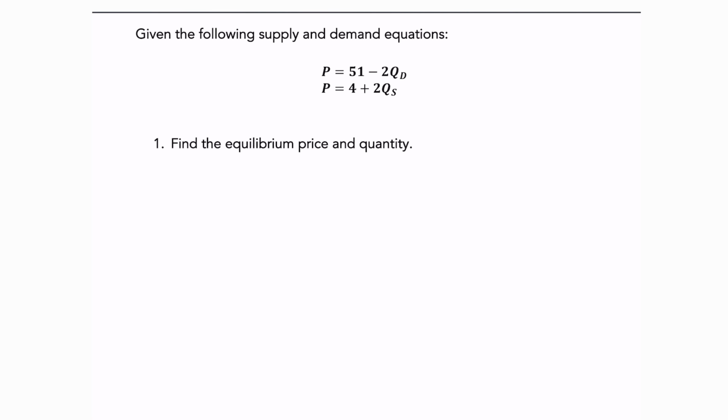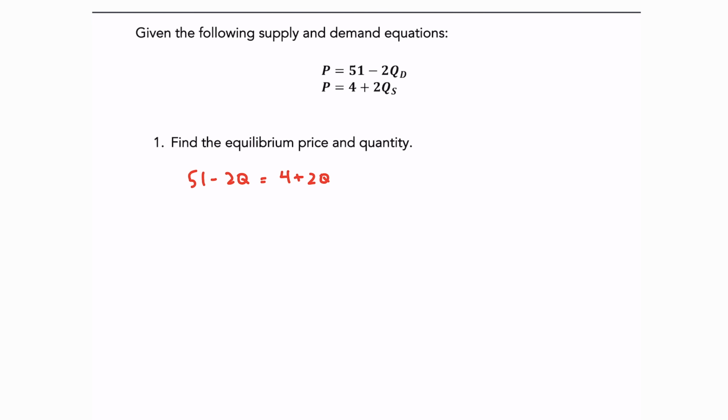So in this question, we're dealing with this supply and demand equation. 51 minus 2q is our demand equation, and 4 plus 2q is our supply equation. The first thing is to find the equilibrium price and quantity. To do this, you simply want to set them equal to each other and solve. So 51 minus 2q equals 4 plus 2q.